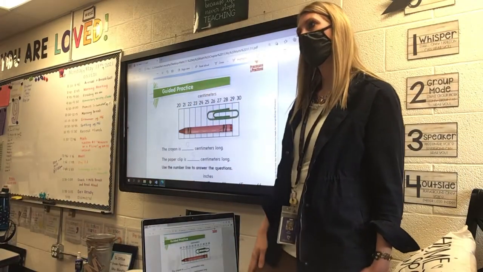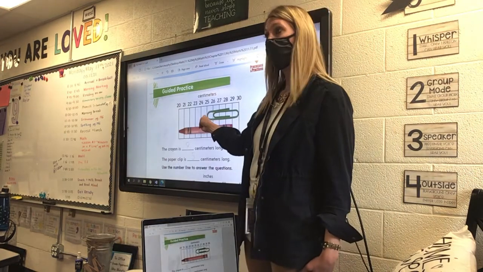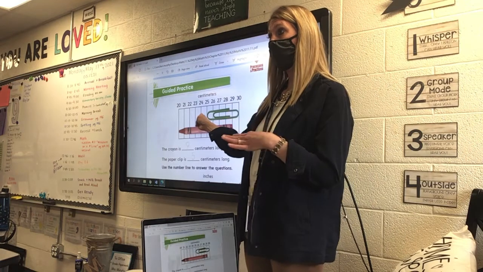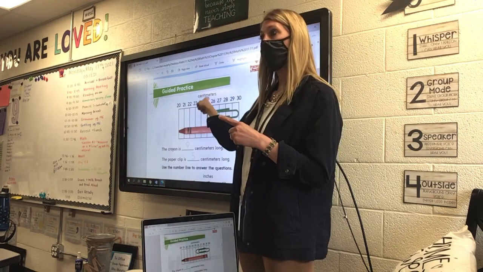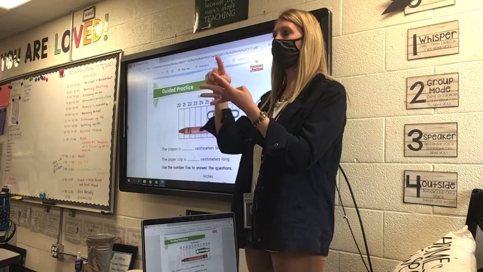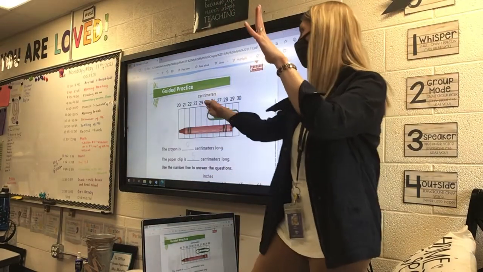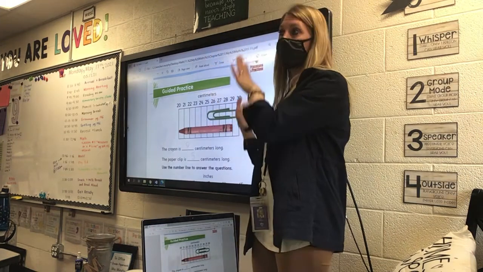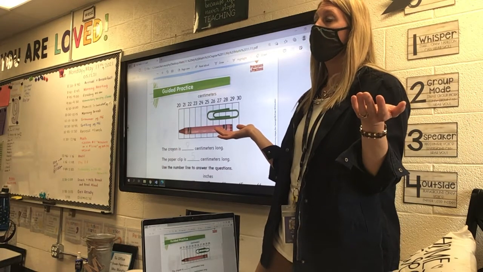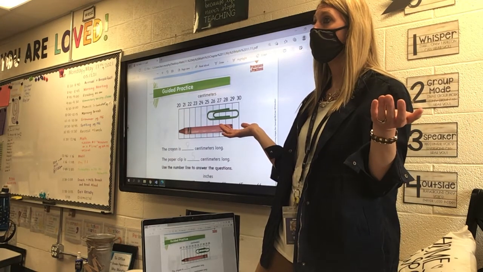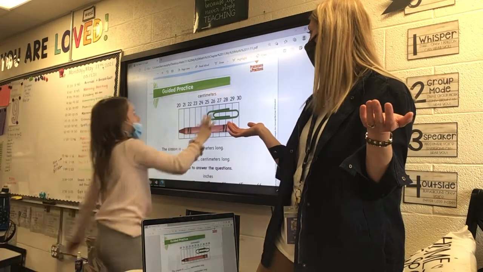Hayden, what's another way? We could add. How could we add? We could add 5 plus 5. 25, because then we get 26, 27, 28, 29, 30. And then we would know our paper clip is 5 centimeters long because you started at 25, you added 5, and you got to 30. So we could add. There's one more way we could do it, Brooklyn. Did you think of it? You could count.